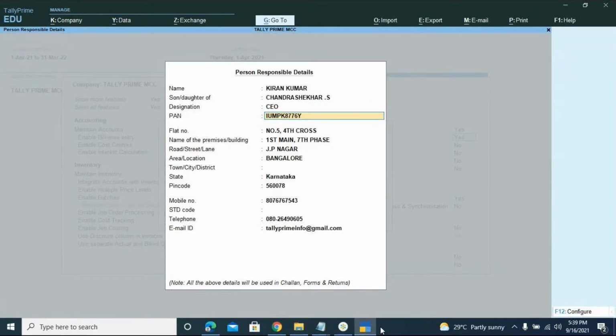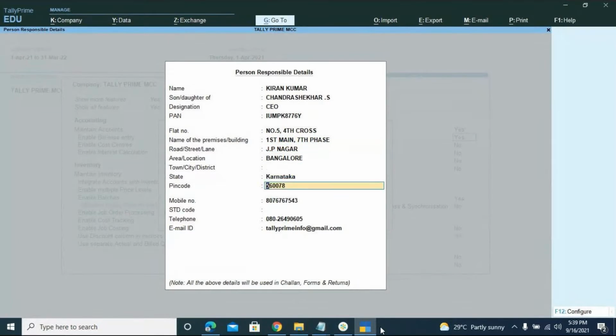And you see here, flat number, name of the premises, road, street. This is not his personal residence, but it is the address of the entity, the address of the company. Now how did it appear here? The only answer is we had created the company for Tally, and we had given the address details when we were creating the company itself. The same address is also represented here. Got it? So this is again the address of the company.